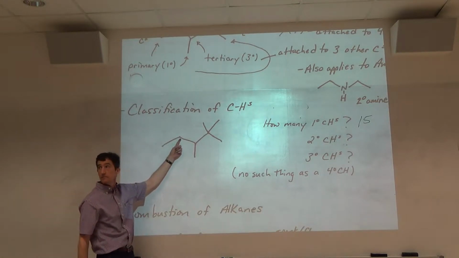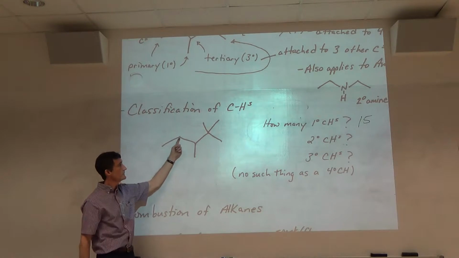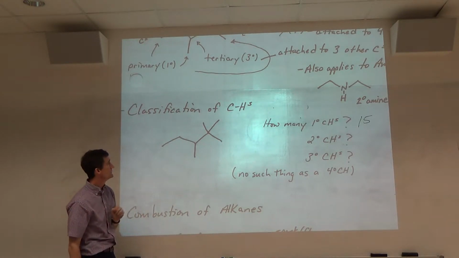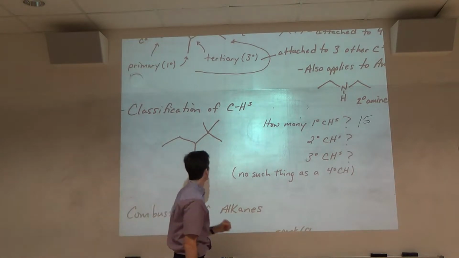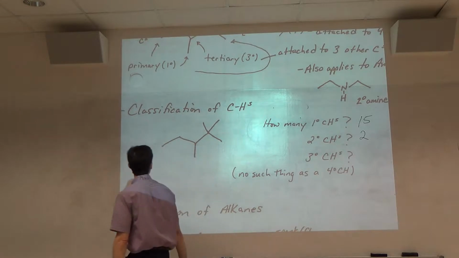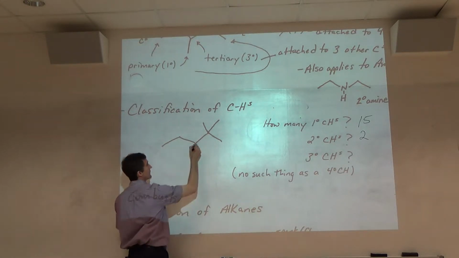What about the one right there? That's a secondary carbon, because it's bonded to two carbons. So that's a secondary CH. How many secondary CHs in the molecule? Two. Only two? How many tertiary CHs? One. Where's it at? Right there, right?